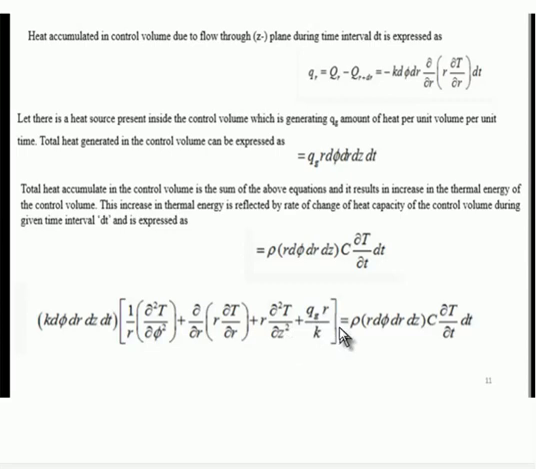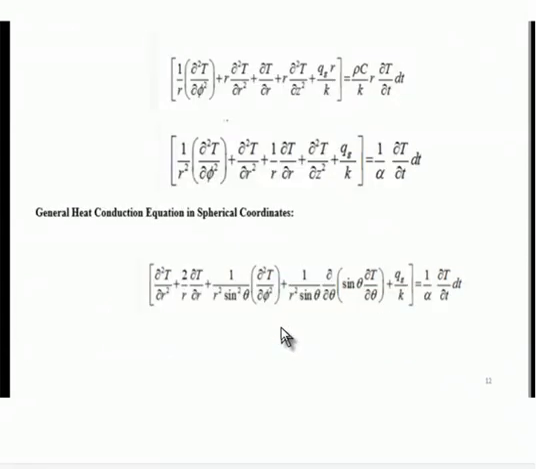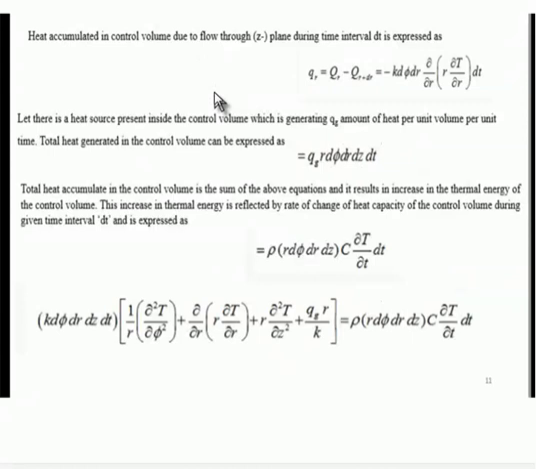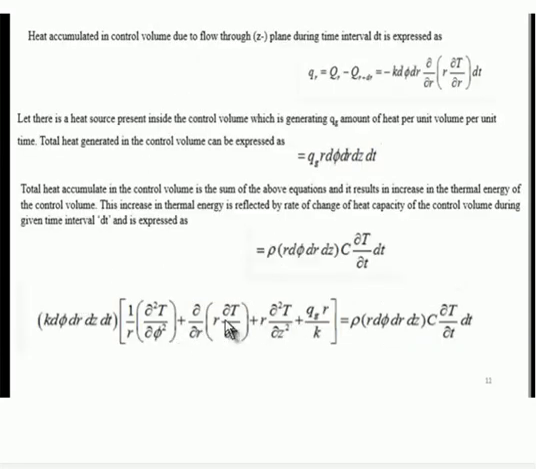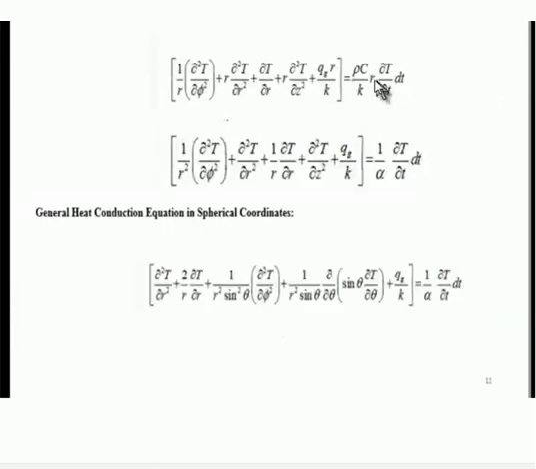Similarly, as we did in Cartesian coordinates, we just have to simplify it in that way. We will get the final equation, which is equal to the total energy stored in the volume, that is, ρ r dφ dr dz into c into ∂T/∂t into dt. If we simplify again, this term and this term get cancelled, and we are left with 1 by r. This term is equal to ρc ∂T/∂t into dt, so we have c by k.